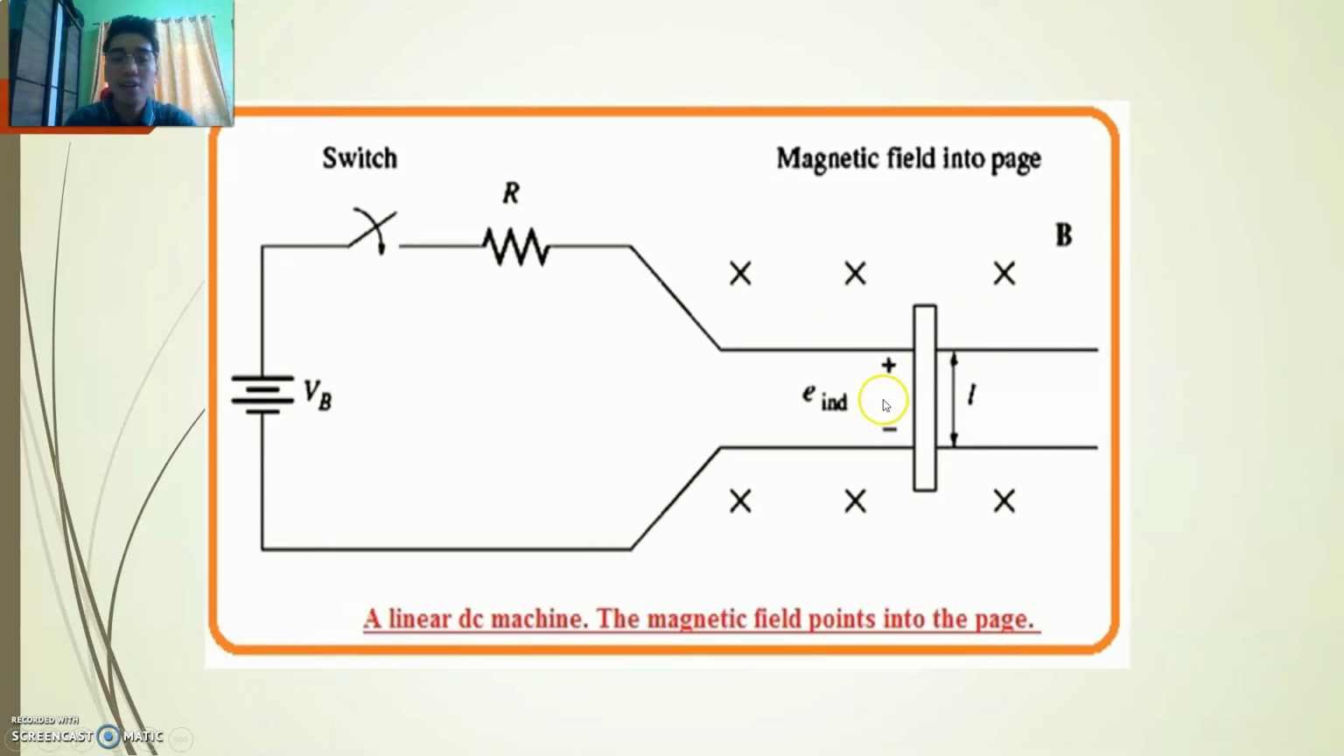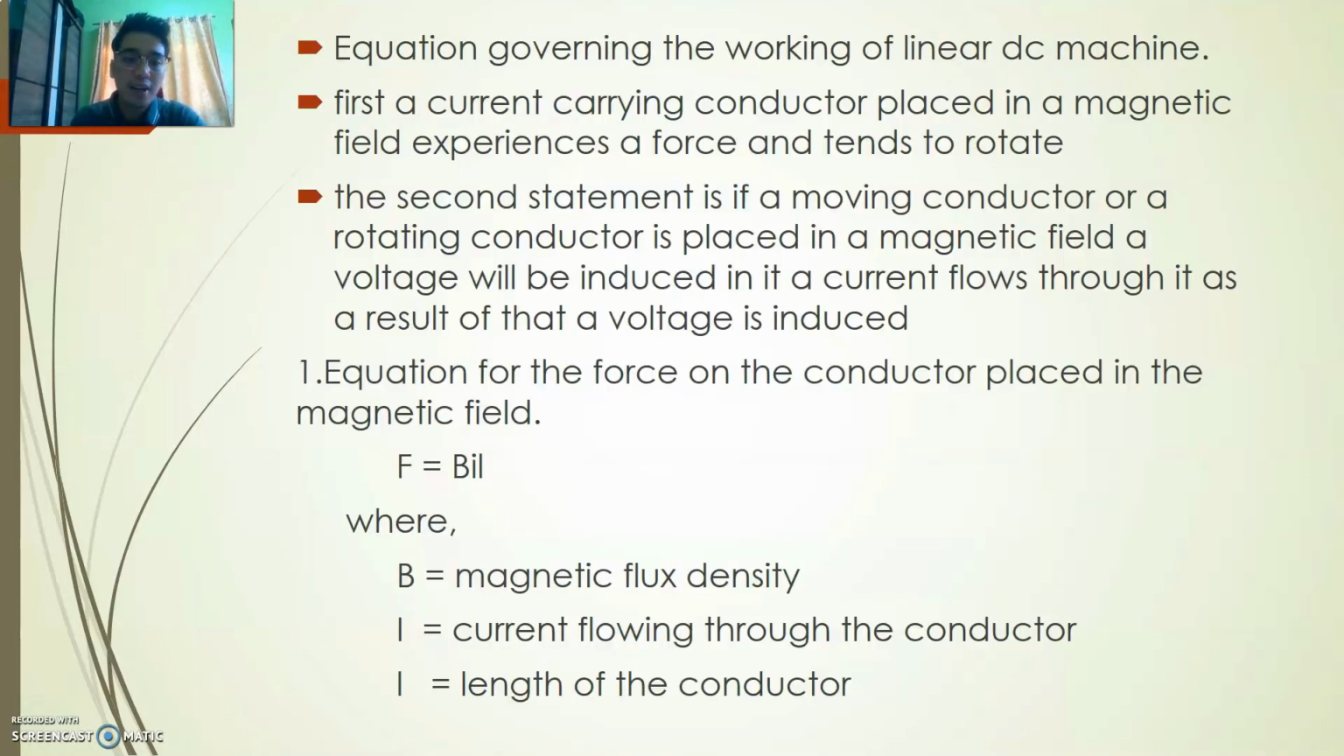Now, in order to understand this operation, we have to take the help of certain mathematical equations, which are based on Faraday's law and Fleming's rule. On to the next slide. There are a number of equations involved in this linear DC machine related to the various aspects. The first equation is for the force acting on the conductor which is placed in the magnetic field.